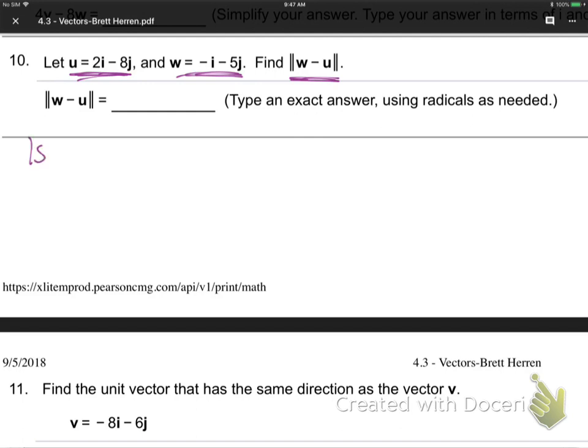You've got to first find w minus u. Don't worry about the magnitude stuff. Just first find the new vector made out of the other two vectors, w minus u. So find that, and once you've got that, then second, do the magnitude of that thing. So first, find the vector, then do the magnitude of that vector.